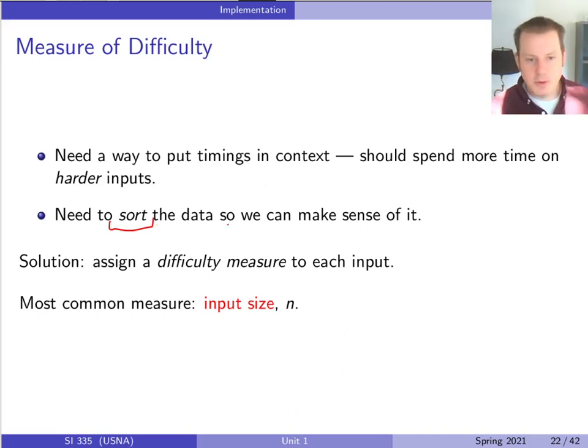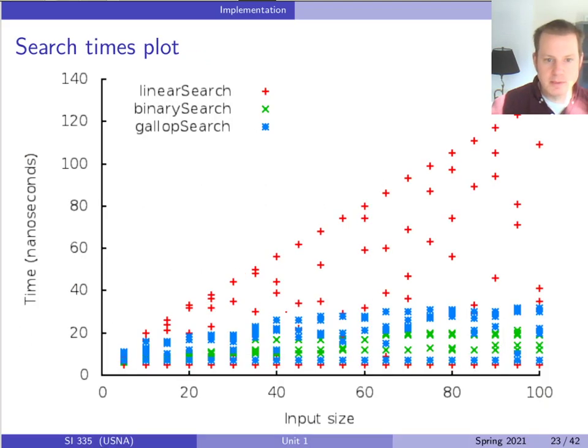So this is what's called a difficulty measure. Usually we just think about the input size, but sometimes there are other difficulty measures. Especially if you think about more complicated optimization problems or graph problems or AI type problems, the size of the input sometimes doesn't matter as much as the level of complication in that input. And so sometimes you use a different difficulty measure. The most common one we'll use though is input size. What that allows us to do is take that random scattering of timings that we saw before, and now we can start to put things in a plot.